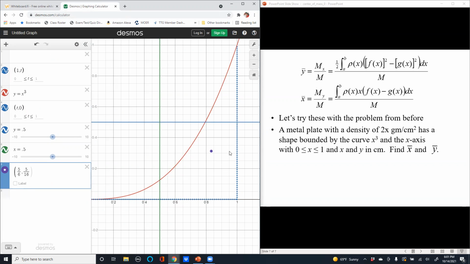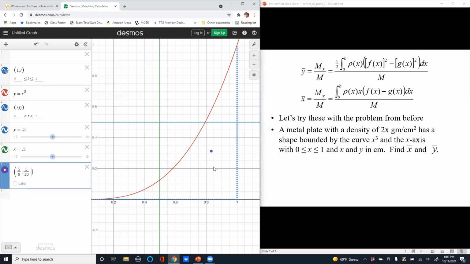If we had had a constant density, we would have seen something more symmetric, and our point probably would have been over in here somewhere. So it's that varying density that makes this point in a spot that may not seem intuitive, but that's because our plate weighs more on the right as we go to the right. So not only does it weigh more because it gets bigger, but it also weighs more because it's got an increasing density in terms of x.